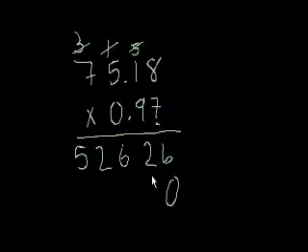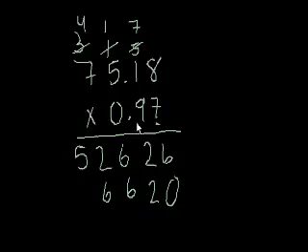9 times 8, 72. Carry the 7. 9 times 1 is 9, plus 7 is 16. Carry the 1. 9 times 5 is 45. This is good practice for me too. I haven't done my multiplication tables in a long time. 9 times 5 is 45, plus 1 is 46. Carry the 4. 9 times 7 is 63, plus 4 is 67.